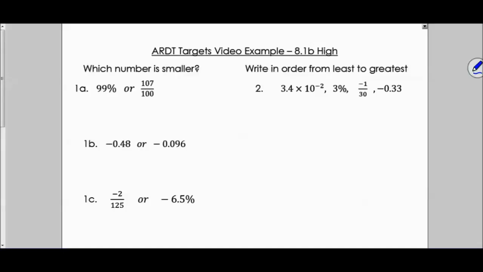Alright, so standard 8.1b is talking about comparing and ordering rational numbers.